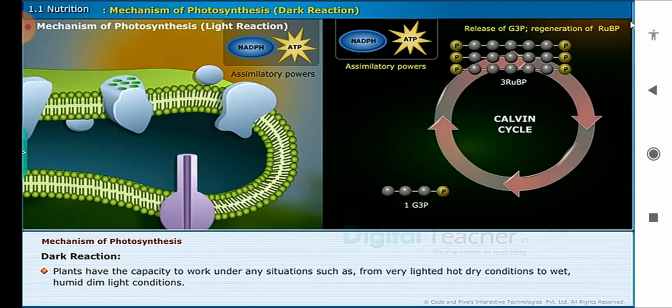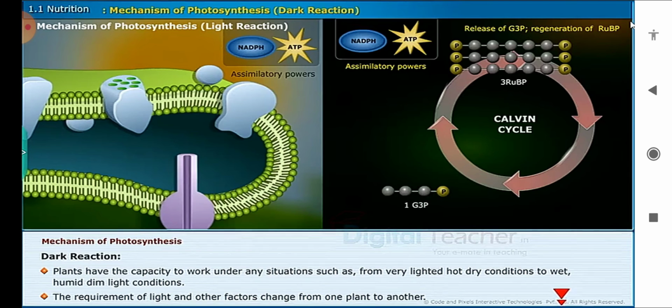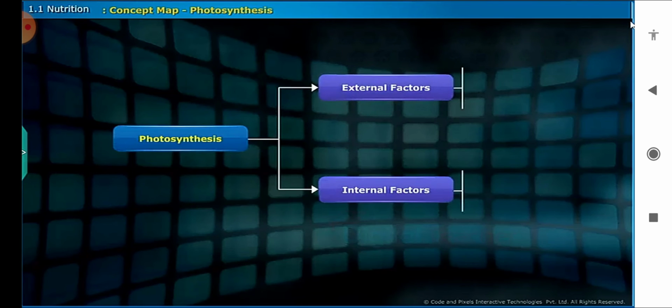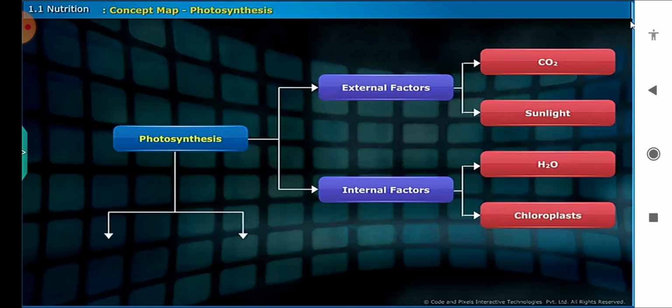Plants have the capacity to work under any situations, such as from very lighted, hot, dry conditions to wet, humid, dim light conditions. The requirement of light and other factors change from one plant to another. Let us now look into the concept map of photosynthesis.